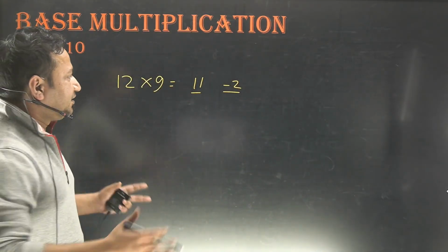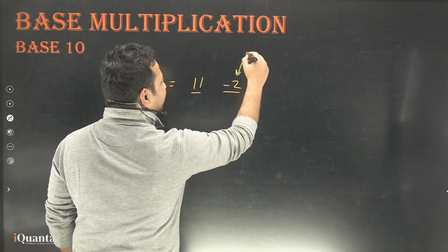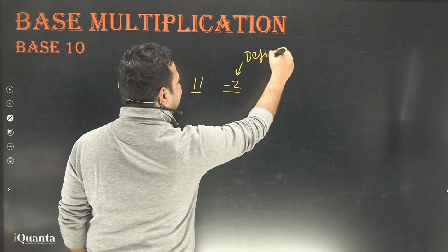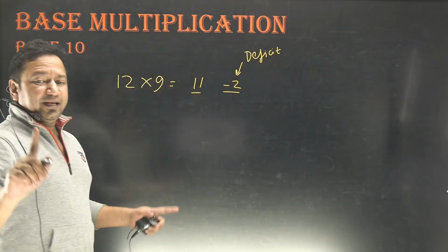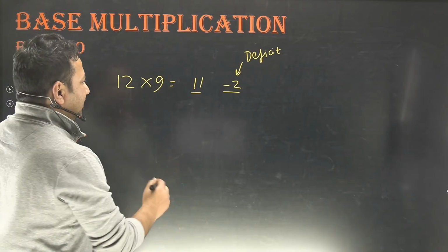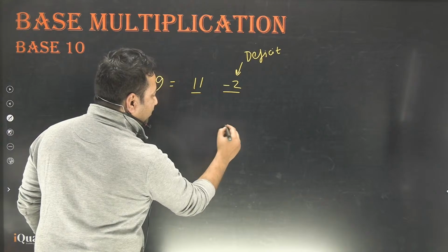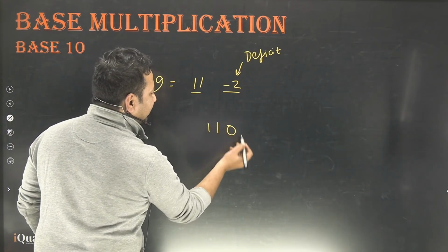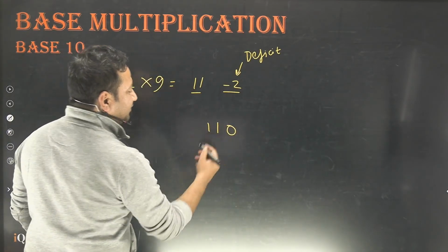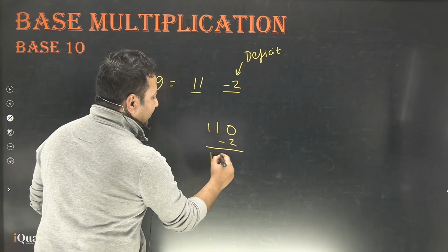Cannot be a digit. So what is happening here? This minus 2 is actually hinting at a deficit. In Hindi, kami. Do ki kami hai. And this was a space. So when there's nothing on this space, we put 0, 110, and we needed to subtract the deficit. We need to accommodate the deficit over here. If we accommodate, we will get 108.